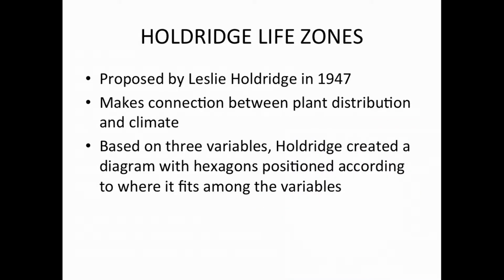So let's now turn our attention to the Holdridge life zones. This is a proposal put forward by Leslie Holdridge in 1947, where he hypothesizes that one can make a connection between plant distribution and climate. And based upon three climatic variables, Holdridge proposes that you can predict, and he created a hexagonal diagram to do that. He could predict what type of plants you might find based upon the climatic data.